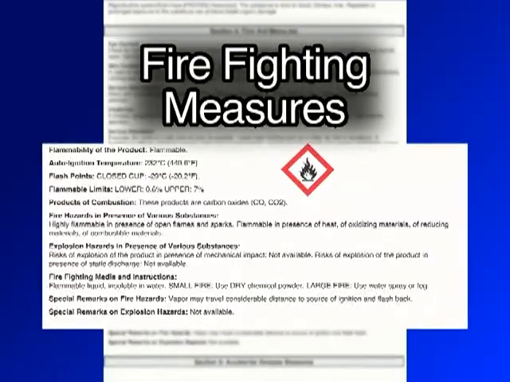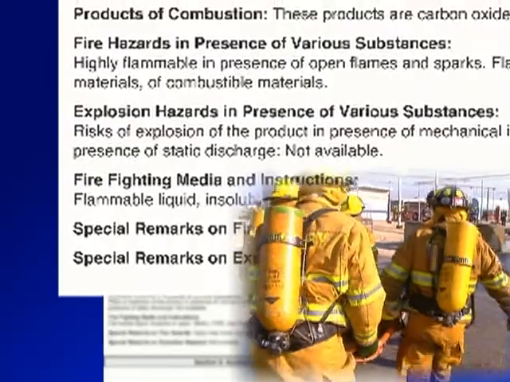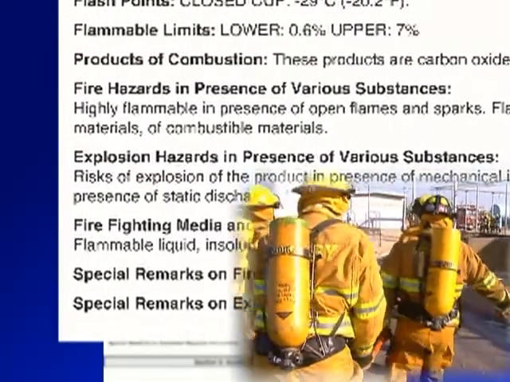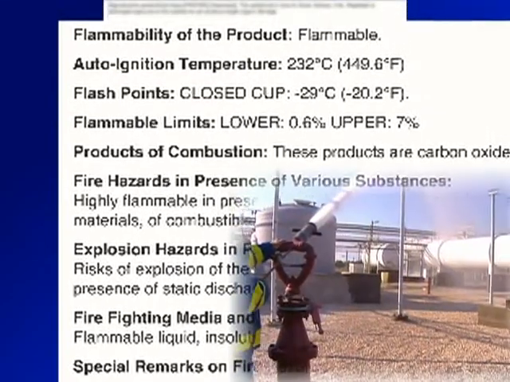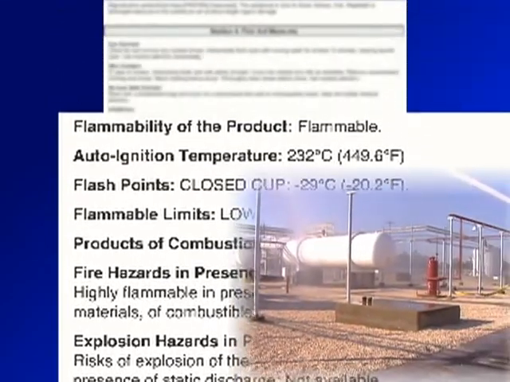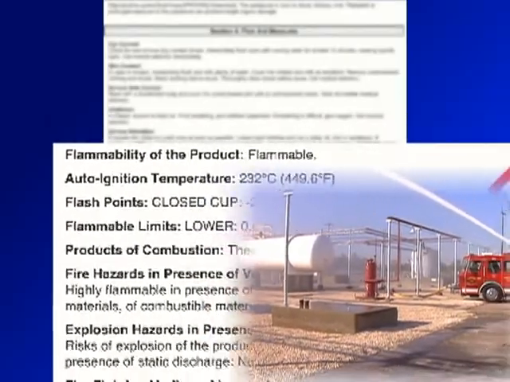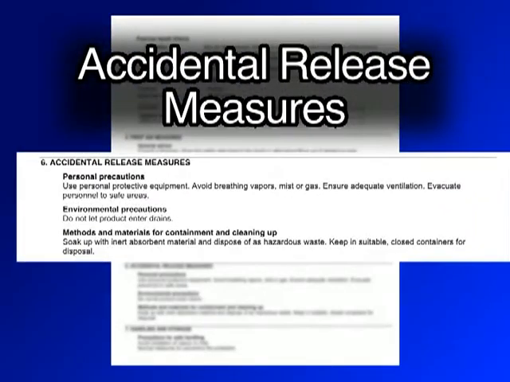Section 5. Firefighting measures. List appropriate and inappropriate extinguishing techniques and equipment for the chemical. Specific hazards arising from the chemical. An example would be the nature of any hazardous combustion products and any and all special protective equipment and precautions for firefighters.